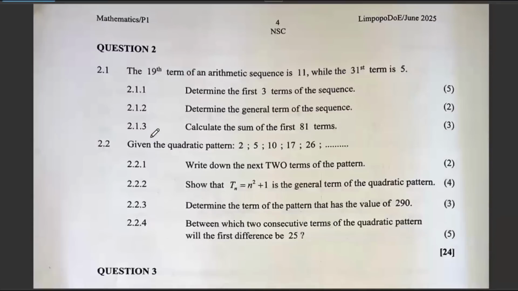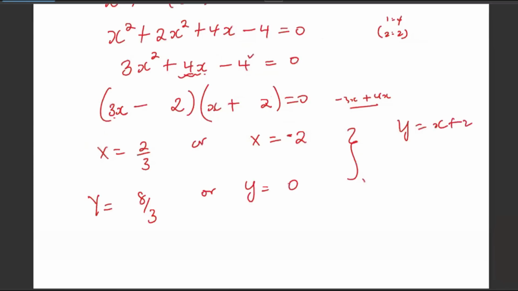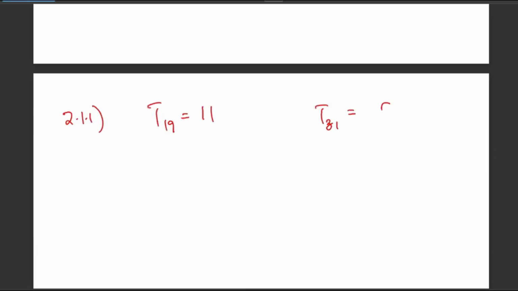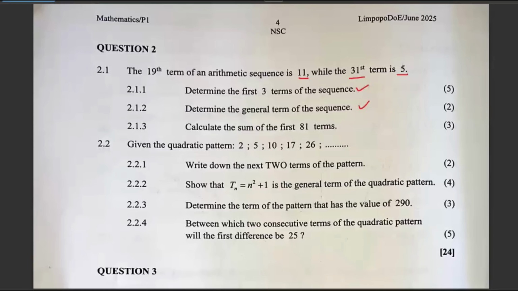All right, question number 2, sequences and series. They're telling us that the 19th term of an arithmetic sequence is 11, while the 31st is 5. Determine the first 3 terms, then they want the general term. Okay, so I'll put it this side. This is 2.1. Okay, so T19, we have T31. T19 is what? 11. The other one is 5. Is that true? 11, 5.